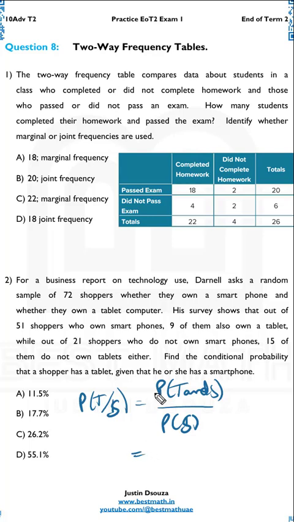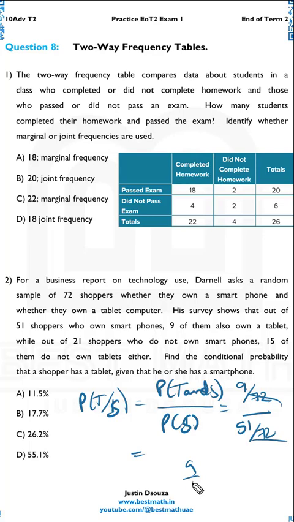So what is known? T and S. Let's look over here. You know that 51 shoppers who own a smartphone, 9 of them also own a tablet. So it's only 9 here. 9 out of how many? 72. So 9 out of 72 total divided by, now here if you look at only the smartphone, a survey shows out of 51 shoppers who own smartphones, that is 51 by 72. So we can solve it over here.